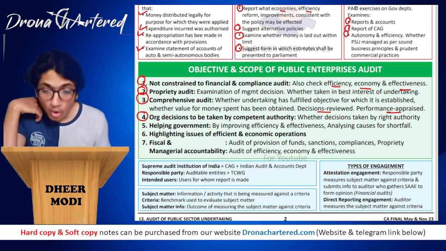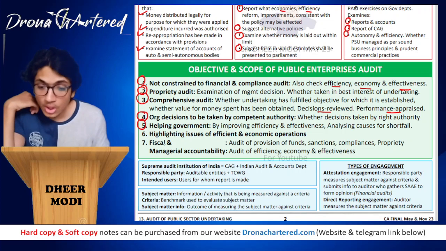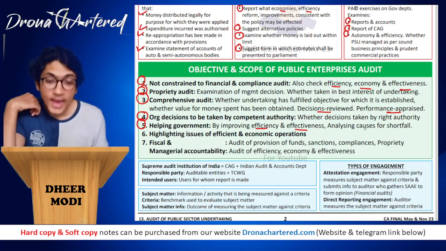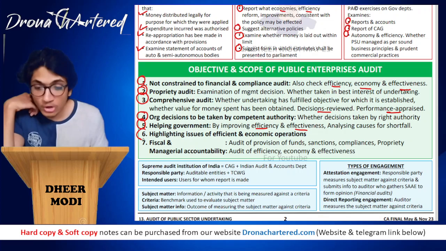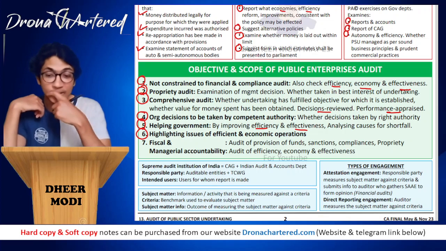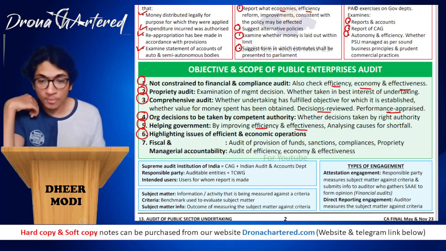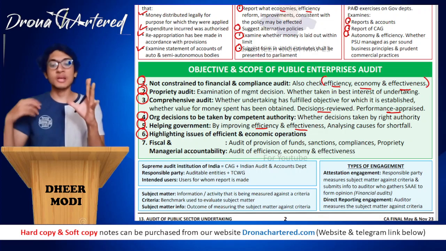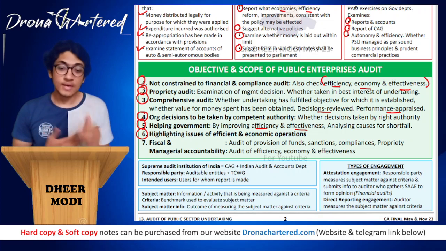Next, organization's decisions to be taken by competent authority. So whether the decisions were taken by the right authority or not. Helping government by improving efficiency and effectiveness, analyzing causes of shortfall. Of course, in such a case, you will be helping the government because your government is a major stakeholder. Next is your highlighting issues of efficient and economic operations. Okay, this is the same that we did in the first point also. So throughout this chapter, you will hear this word repeatedly: efficiency, economy, and effectiveness.